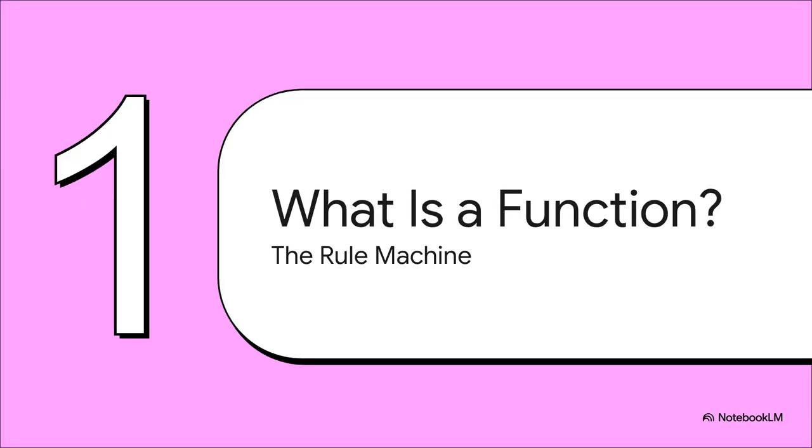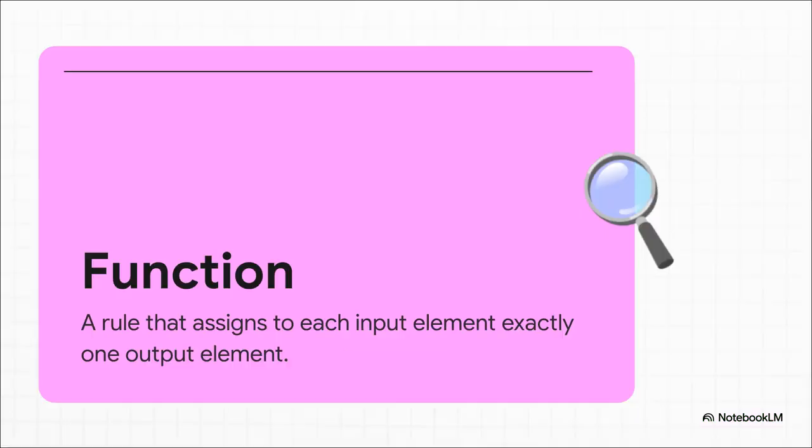Let's break it down. The best way to think about a function is to imagine it as a machine, a very specific, very predictable machine that just follows one simple process. So here's the formal textbook definition. A function is a rule that assigns to each input exactly one output. And those are the two most important parts. Every input has to have an output, and it can only have one.